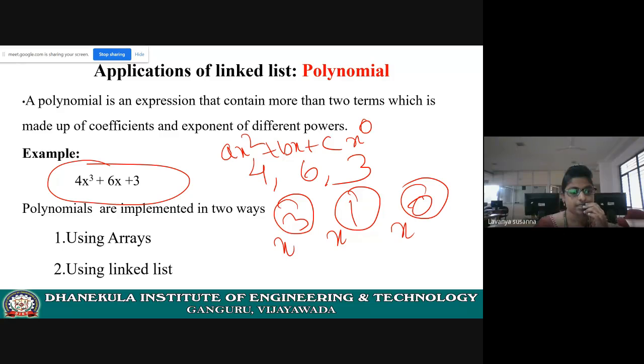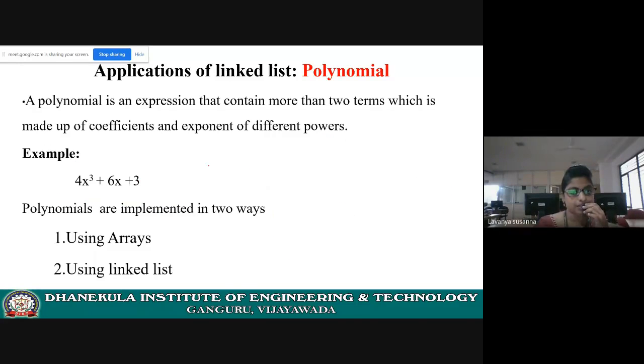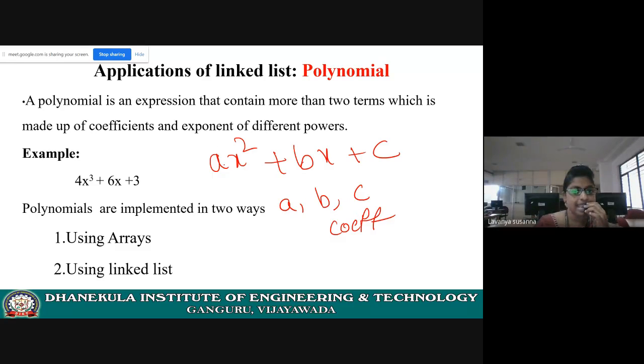Once again, see here, polynomial expressions, applications of linked list. You need to implement this polynomial expression in a linked list. If you want to implement it, first you need to know what a polynomial is, right? A polynomial will be in this form: ax square plus bx plus c. Here you need to understand what are coefficients and what are exponents. A, b, c are coefficients. Next, what are exponents? x square, 2 is an exponent.